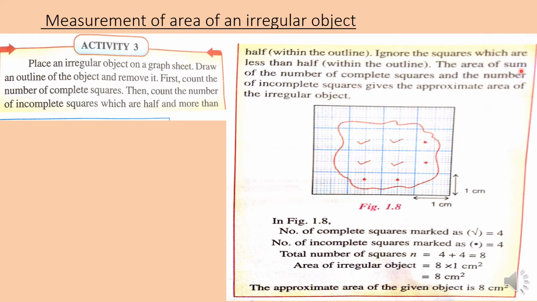The sum of the number of complete squares and the number of incomplete squares gives the approximate area of the irregular object. So like this we can find out the area of the irregular object whose shape is not properly defined.